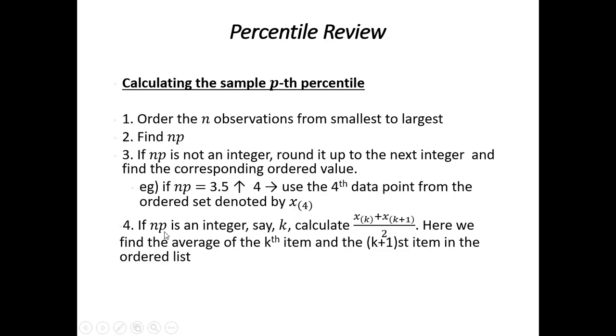If n times p is an integer, a whole number, then you need to calculate the average of the kth item and the (k+1)th item. Again, these are coming from our ordered list. An example of this is when you're finding a median when you have an even number of values in the list. You find the average of the two numbers in the middle. Well, this is exactly a generalization of that process.